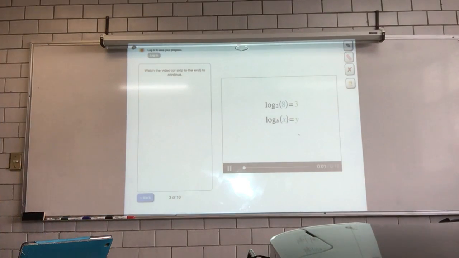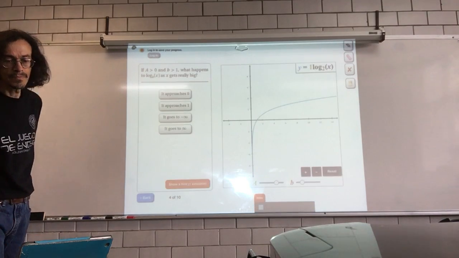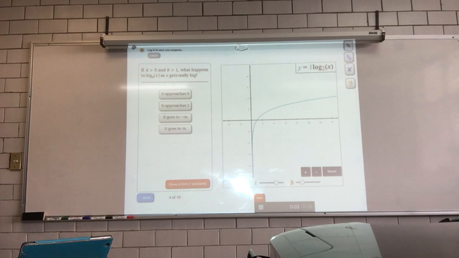Yes, this logarithmic equation means the same thing as b to the y equals x. Next, we'll see what log functions look like for different values of b. Okay, here you can graph your own log function, and you can see which function it is right up here. This is the function y equals 1 times the log base 2 of x, and you can change the coefficient and the base of the log by dragging these sliders down here. Here's the coefficient a, and here's the base b. Okay, so if a is positive and b is bigger than 1, what happens to the log function as x gets really, really big?